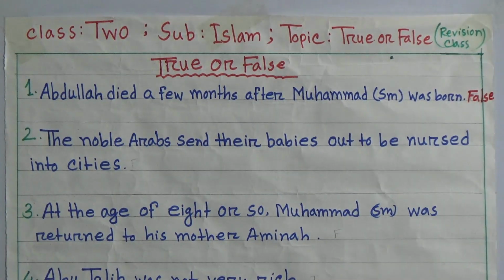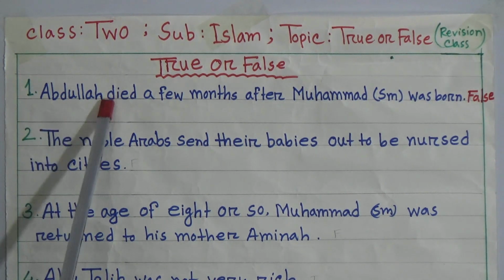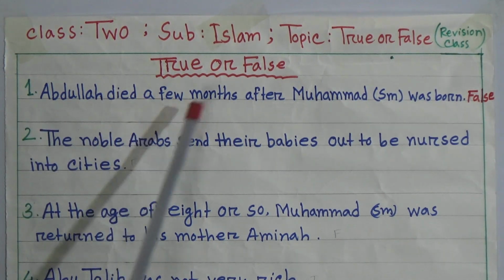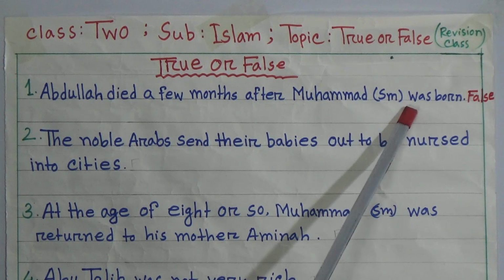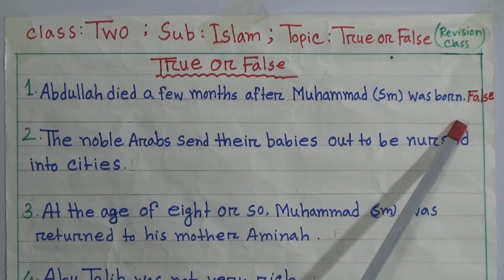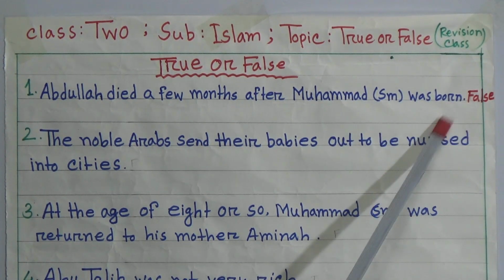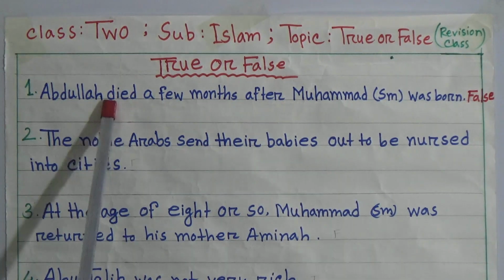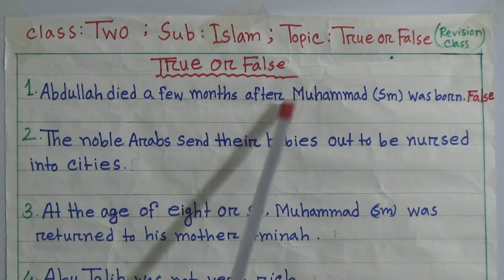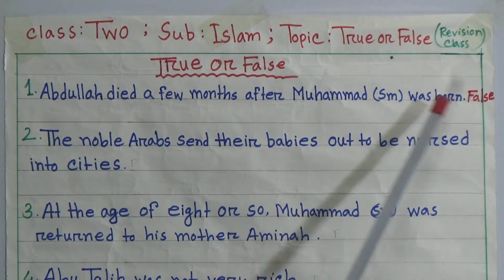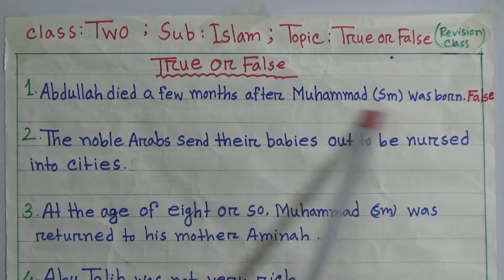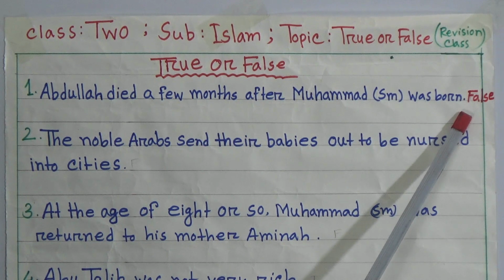Because, my dear students, we know that Abdullah died 5 months before Muhammad sallallahu alaihi wasallam was born. In this regard, here is written Abdullah died a few months after Muhammad sallallahu alaihi wasallam was born, so it will be a false statement. So our answer will be false.